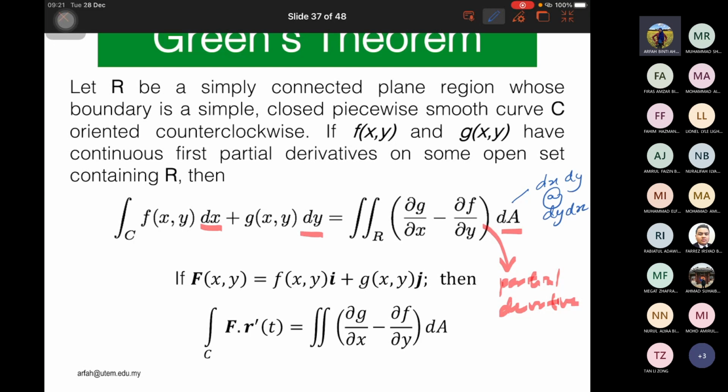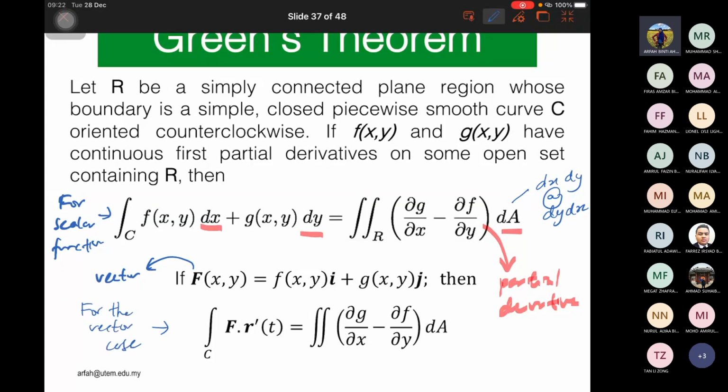And this one is for the case of scalar functions, and this one is if f is a vector function. So this is the integration for the vector case.